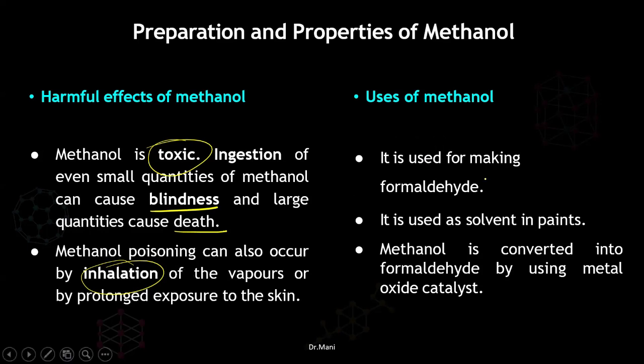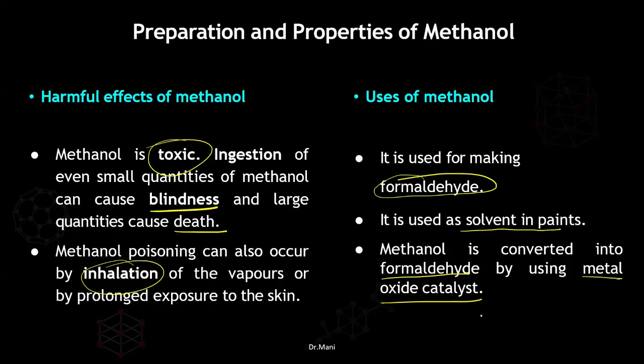Methanol is used as a reactant for preparing formaldehyde. Apart from that, it is used as a solvent in paint. It is also converted into formaldehyde by using a metal oxide catalyst. Whatever formaldehyde we are talking about here is made by a metal oxide catalyst. Just remember this. So these are the uses of methanol.